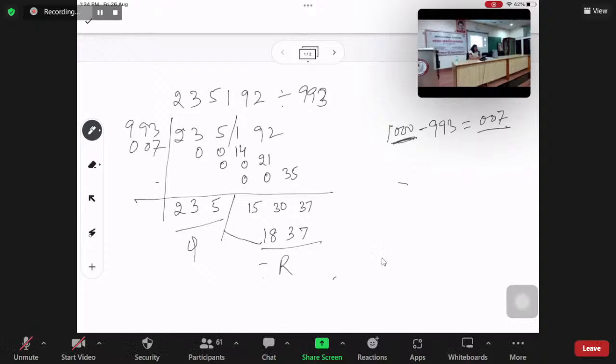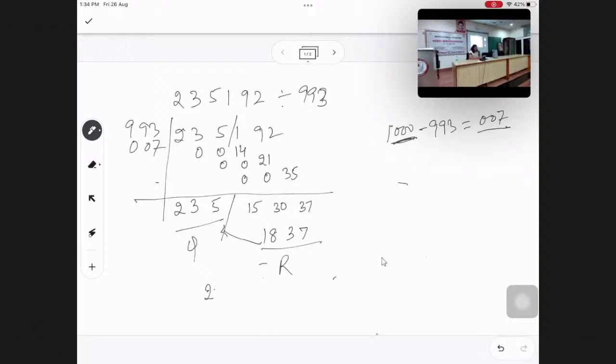One will be added to this, so this is 2, 3, 5. And you can also do one more thing: you subtract 993 out of it and add 1 to it. Both are the same thing. So this becomes 236, and we subtract: 7 minus 3 is 4, 13 minus 9 is 4, and 17 minus 9 is 8. So this is the quotient and this is the remainder.